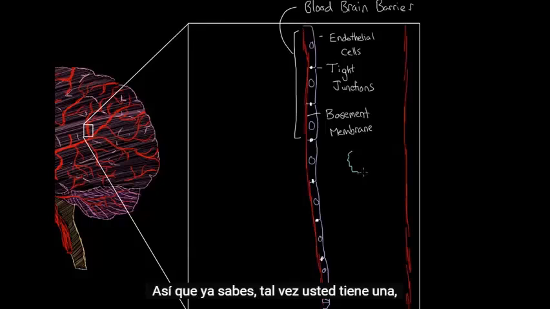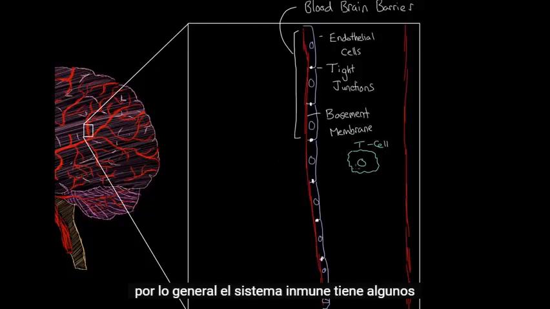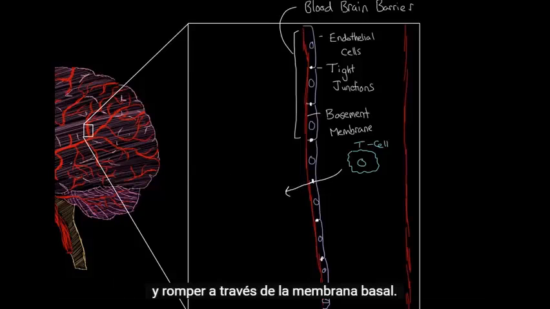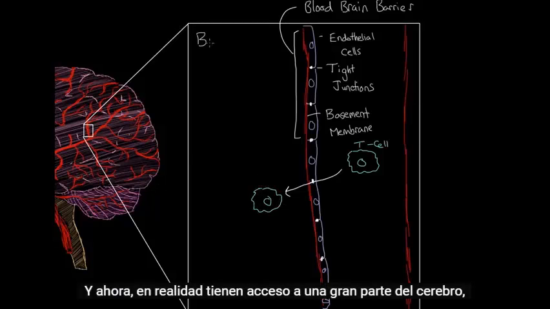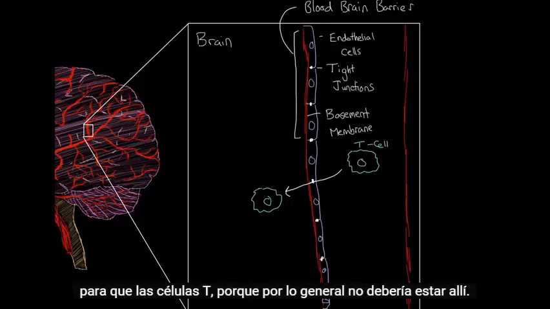So, maybe you have a T cell over here, which is one of your immune cells. Let's say this is a T cell. It won't really be able to enter the brain, right? Usually the immune system has some pretty limited access to it. But in multiple sclerosis, these T cells are able to squeeze past the endothelial cells and break through the basement membrane. And that way, they can actually make their way into the brain. And so now they have access to a lot of the brain. And this is pretty bad, right? Because this is actually an unfamiliar environment for that T cell, because it usually shouldn't be there.